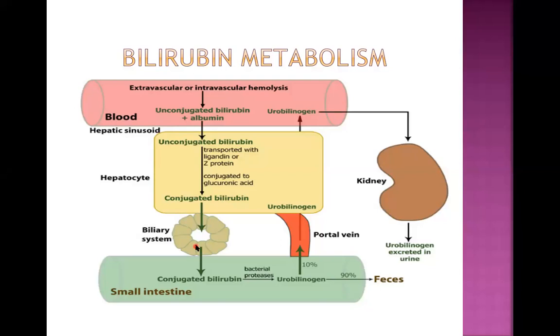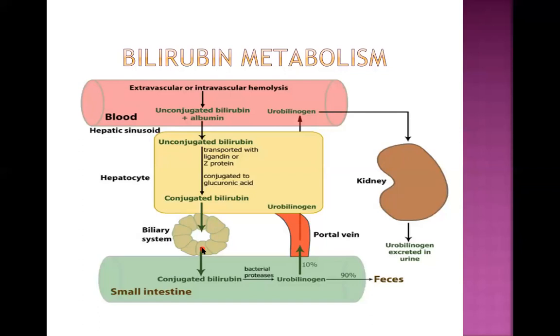After the conjugation, it is excreted into the biliary system or biliary channel, you can say. These are biliary canaliculi in the beginning. Many biliary channels or canaliculi will fuse together to form bigger biliary ducts, and ultimately from the liver, two hepatic ducts come out, the right hepatic duct and the left hepatic duct. They combine together to form the common hepatic duct, and when the cystic duct combines with the common hepatic duct, then only we call it the common bile duct or bile duct.